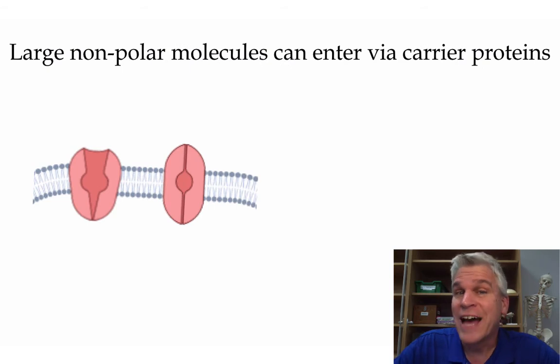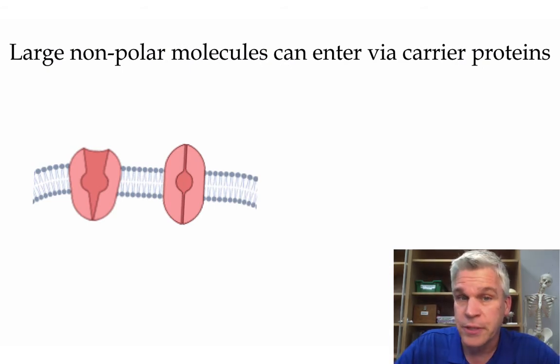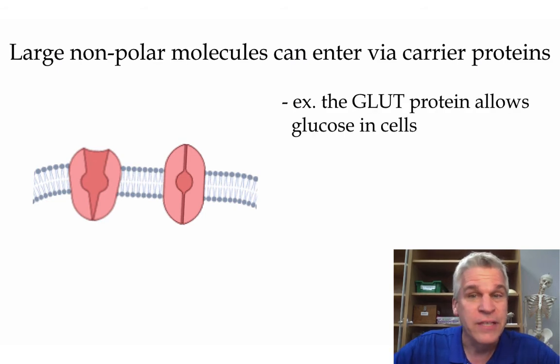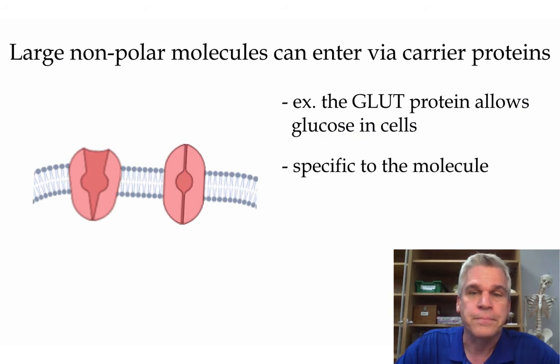Now, large nonpolar molecules can also get in via carrier proteins. So an example of this is what's called the GLUT protein. And this is what allows glucose into the cells. Of course, glucose is going to be used in the process of cell respiration to provide us energy.